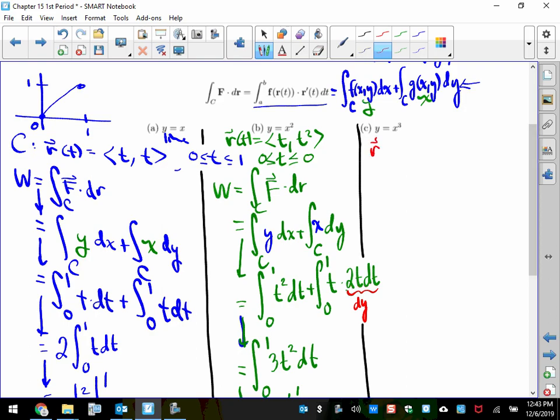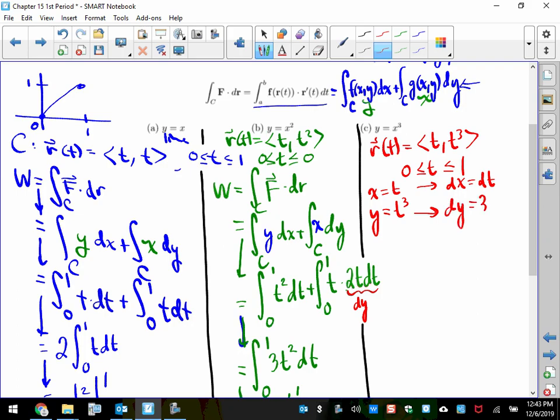First, we have to parameterize the curve again. So this time we'll let x equal t and y equal t cubed. t ranges between 0 and 1. And again, let's just calculate the change of variables here. y is t cubed, so dx is dt. I didn't do this in the last one, so I'll do it here. dy is 3t squared dt, just like that.